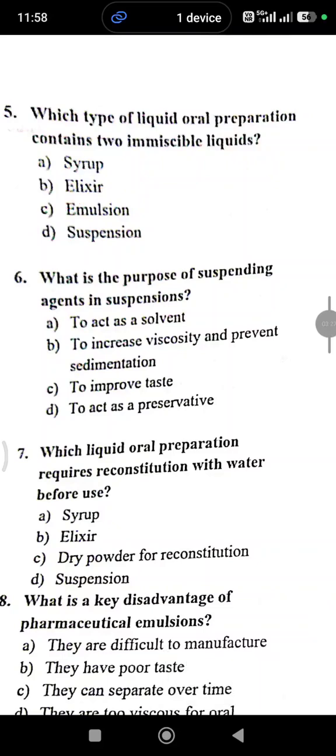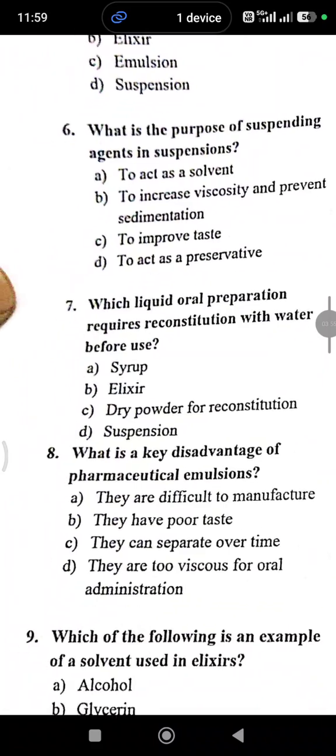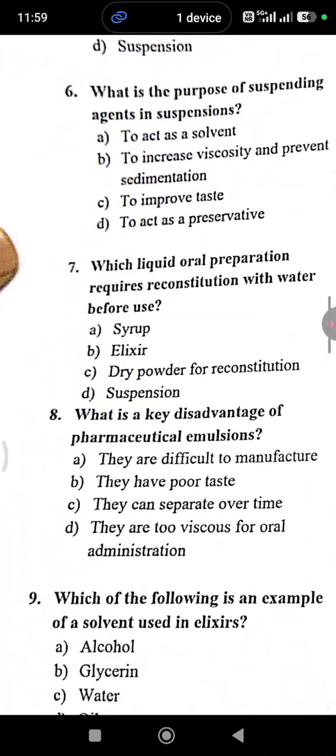What is the purpose of suspending agents in suspensions? Option A, to act as a solvent. Option B, to increase viscosity and prevent sedimentation. Option C, to improve taste. Option D, to act as a preservative. So the right answer of question number 6 is option B, to increase viscosity and prevent sedimentation.